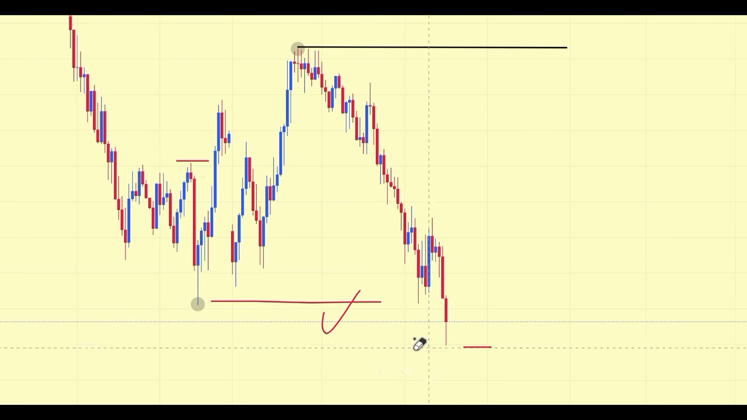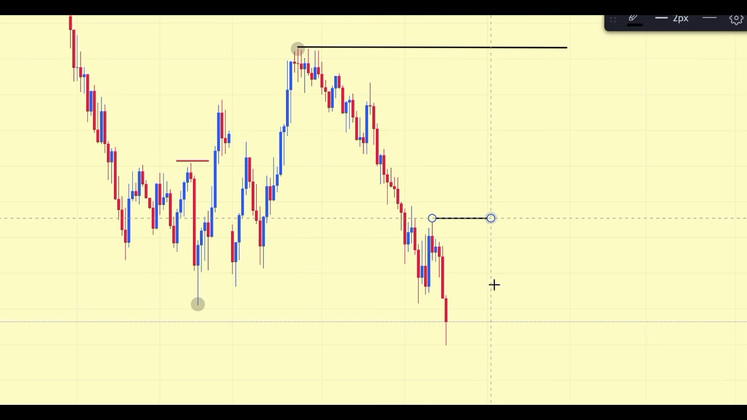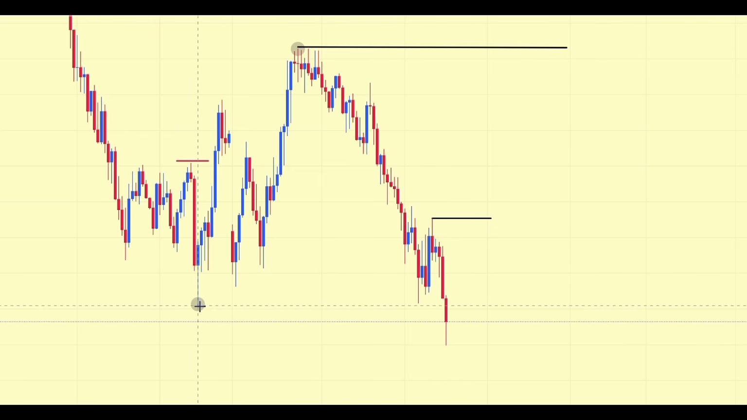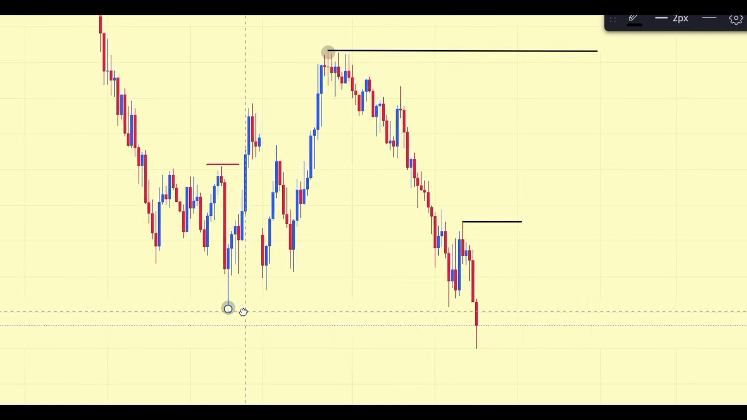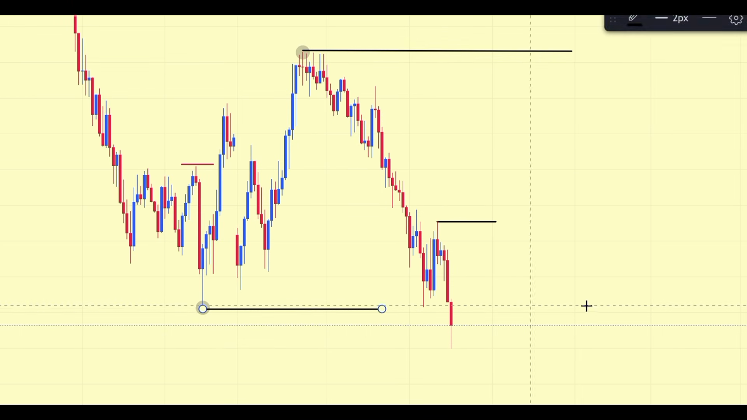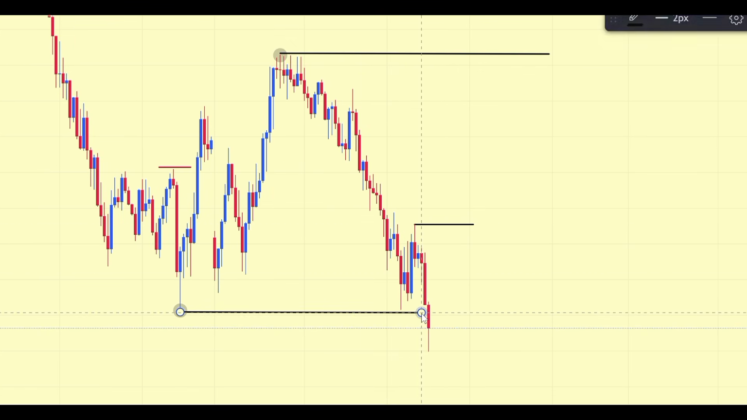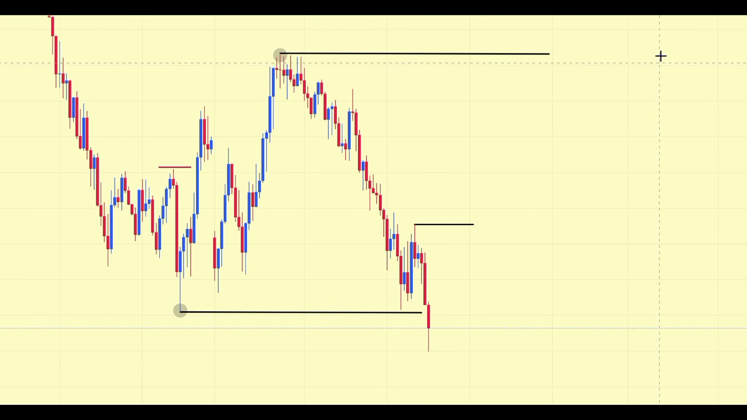And exactly right here, we can clearly see that the inducement is this one here, because this is the recently formed valid pullback. This one here is where price made that break of structure. And right here, this is our minor inducement, because if I extend this, I can clearly see the pullback was created before this bearish break of structure. So right now, let me run price and see what price does.